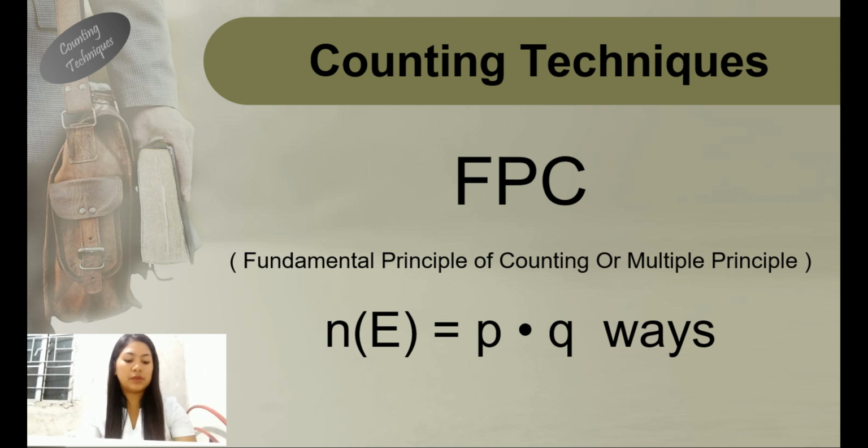The fundamental principle of counting, also known as the multiplication rule, states that if there are P ways to do one thing and Q ways to do another thing, then there are P times Q ways to do both things. Just simply multiply the numbers of possibilities for each part of an event to obtain the total.